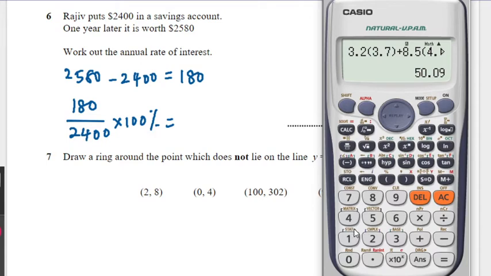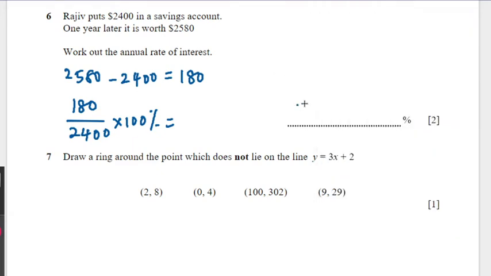Okay, let's press 180. This is paper 2, so you can use a calculator. 180 divided by 2,400, and then you times 100%. So we will get, what is that? 7.5%. Okay, so the annual rate of that interest is 7.5%. Okay, we write here 7.5%. Is that okay? 2 marks for you.